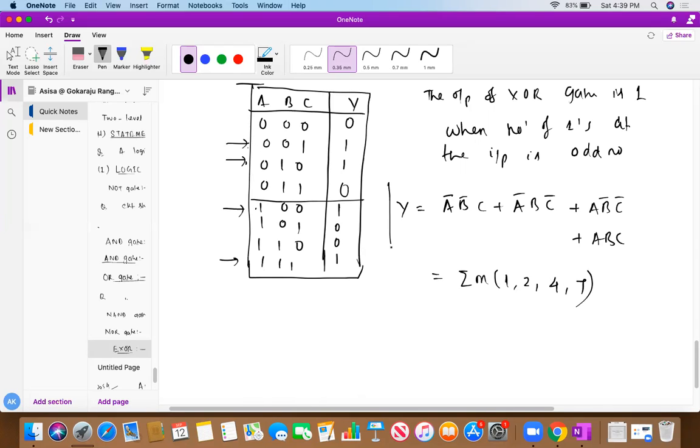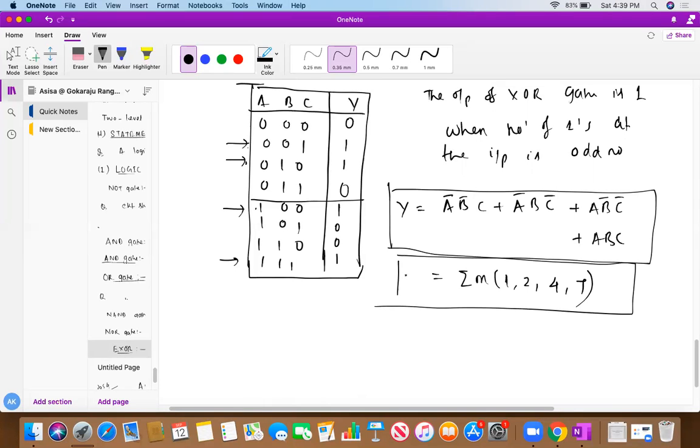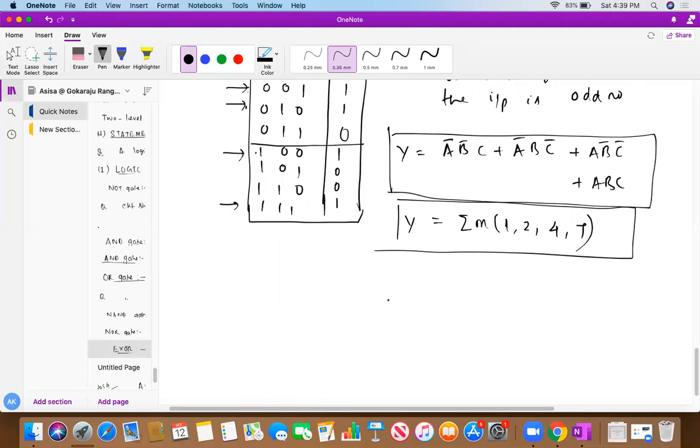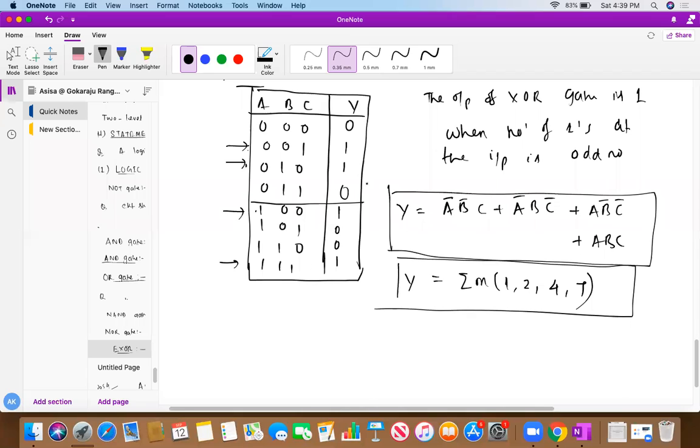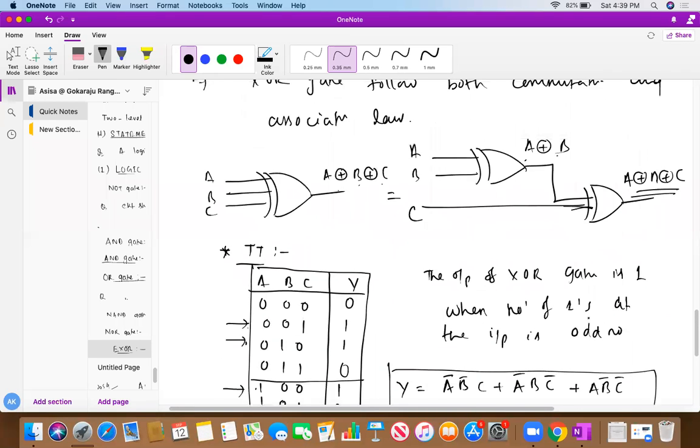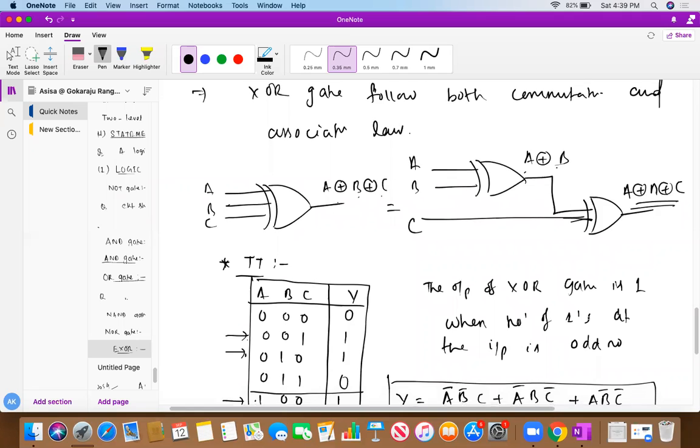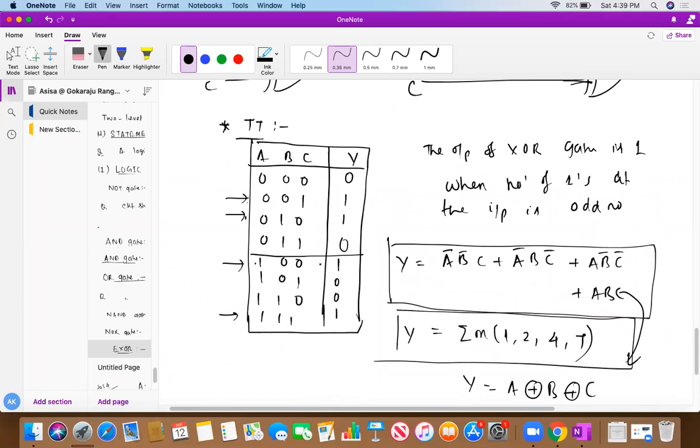So this is actually the logical expression. This will be your sum of product expression, nothing else. The reduced form of this expression is like this: Y is A XOR B XOR C. So what do you understand from this, students? If the number of ones at the input is odd, see here it is only one. If you count it, only one, odd.